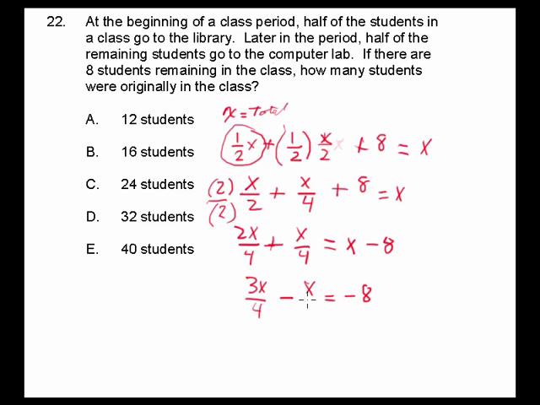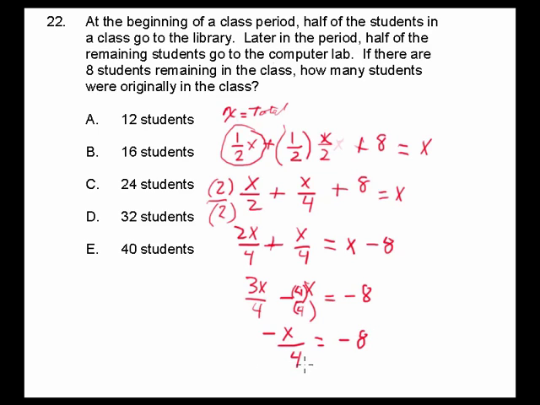multiply this x by 4 over 4, right? So let me put 4 over 4. Again, we're multiplying this x by 4 over 4, which is a 1, so we're not changing the value, but we're getting the denominators the same. So we have 3x minus 4x is negative x over 4 is equal to negative 8.